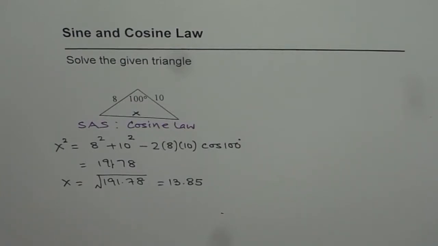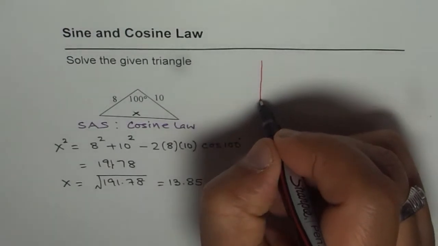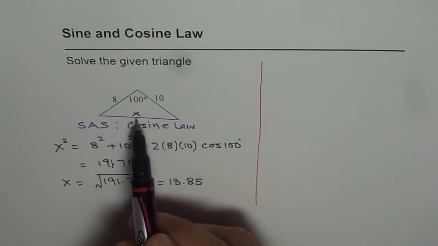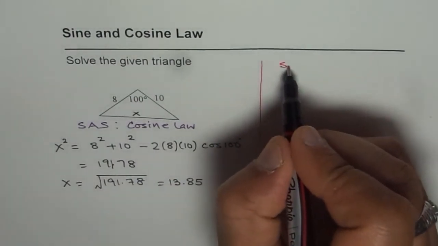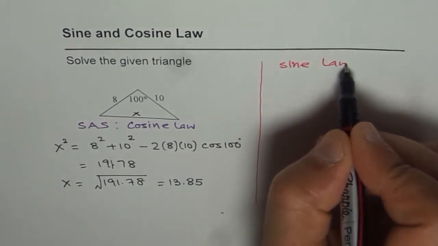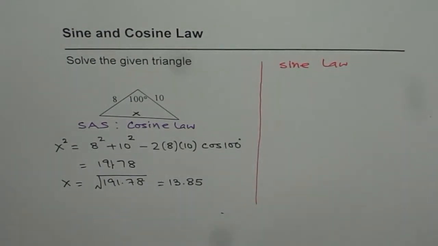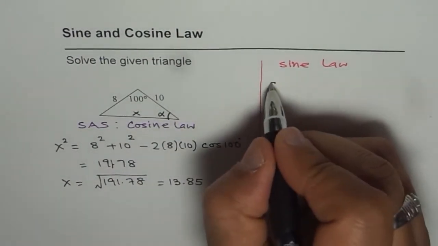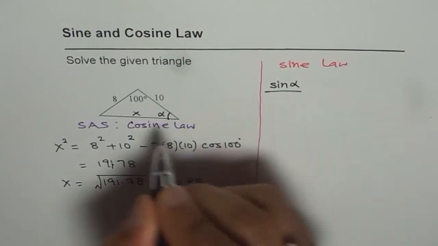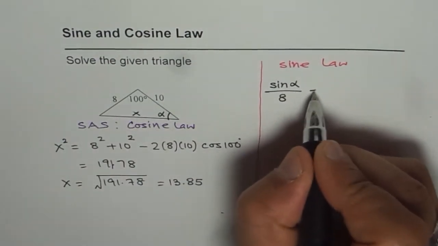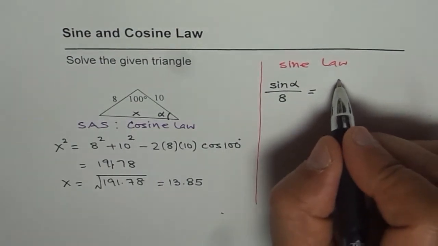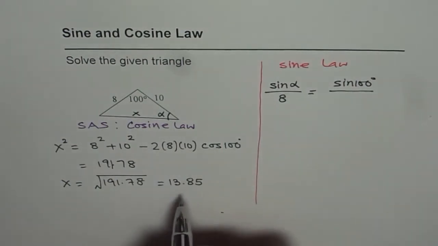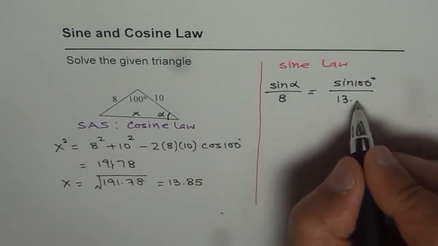Now, let us find the other angles. To find the other angle, we need to use sine law. Since we know one set of opposite side and angle, we can now use sine law, right? So we'll use sine law to find one of the angles. Let us say the angle which we want to find is alpha. So we say sine alpha over the side opposite to it, which is 8, is equal to sine of the given angle 100 divided by the side which we found, which was 13.848.